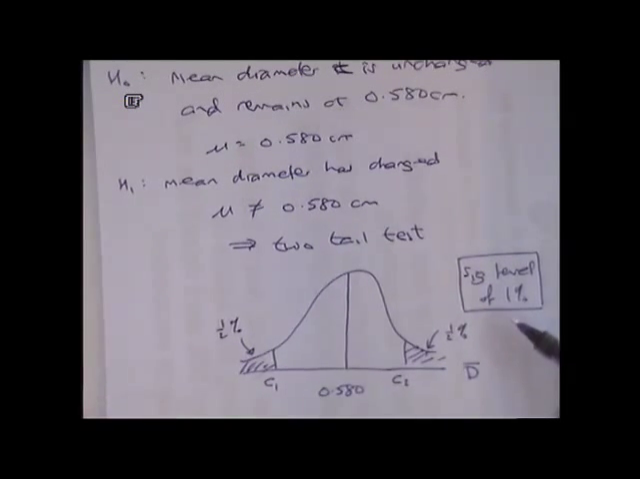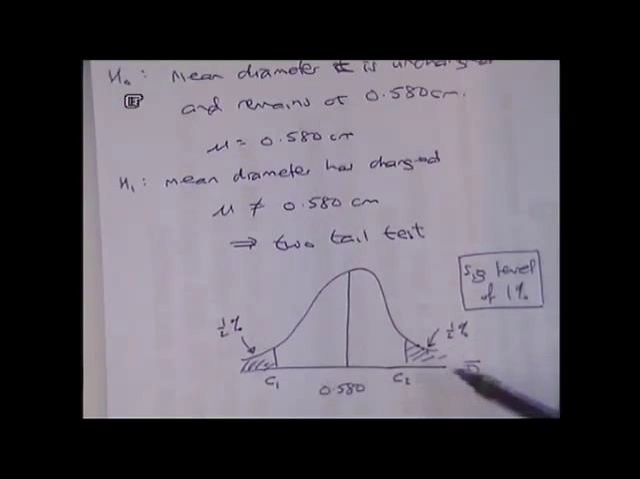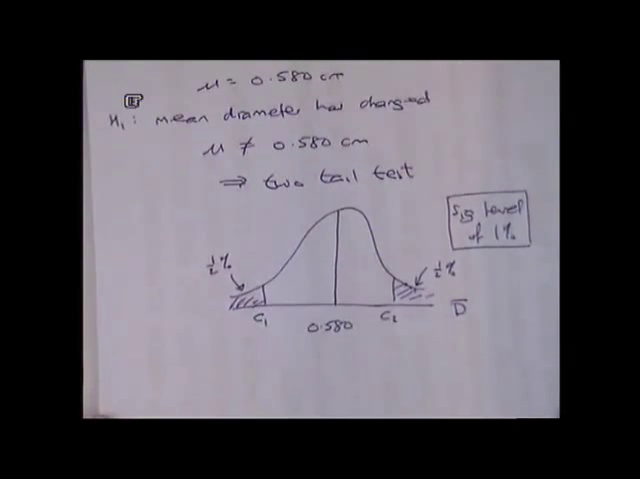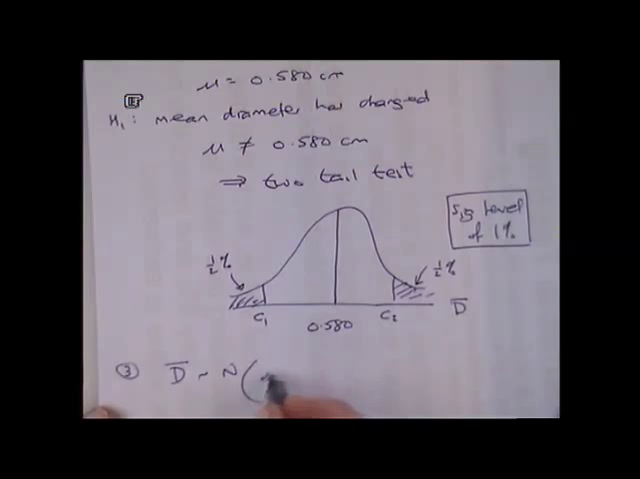So, step 2 was the significance level, which we said is 1%. We've done our diagram. Step 3, calculate the critical value and the critical region. So we're on to that step 3 now. Okay. Now, we are going to use the distribution of D bar, and this will be normally distributed, and it's always mu, sigma squared over n.